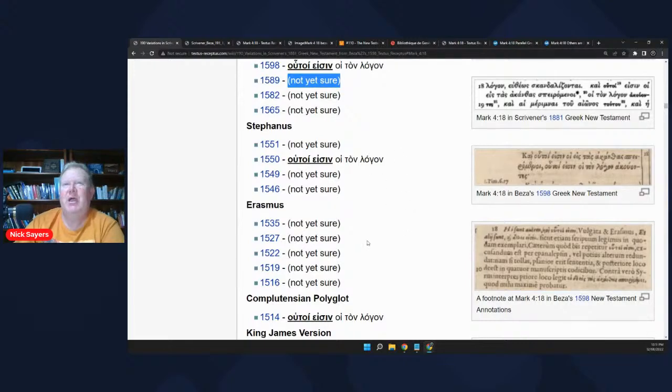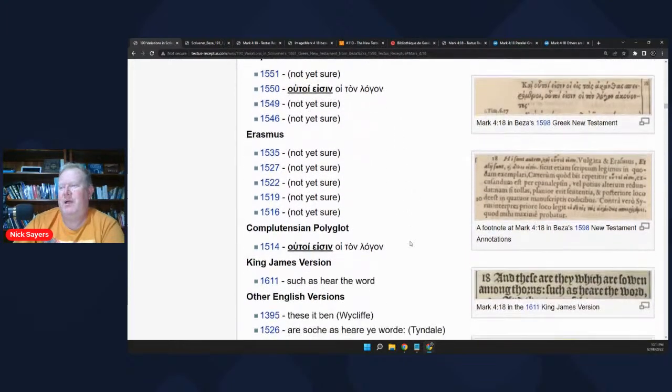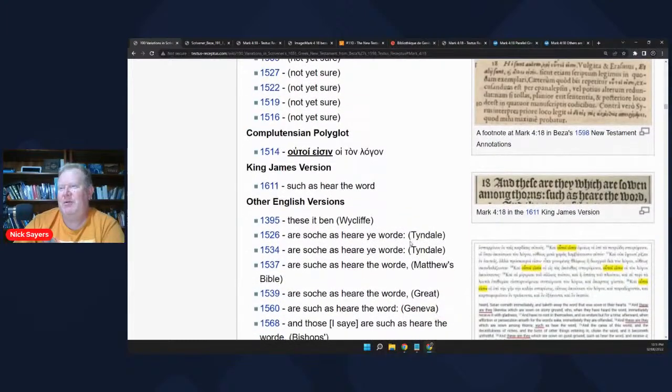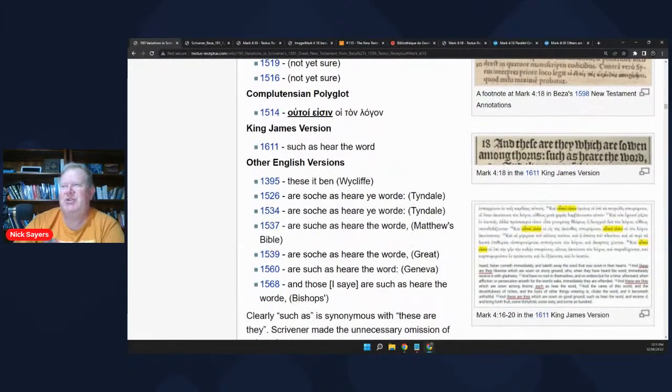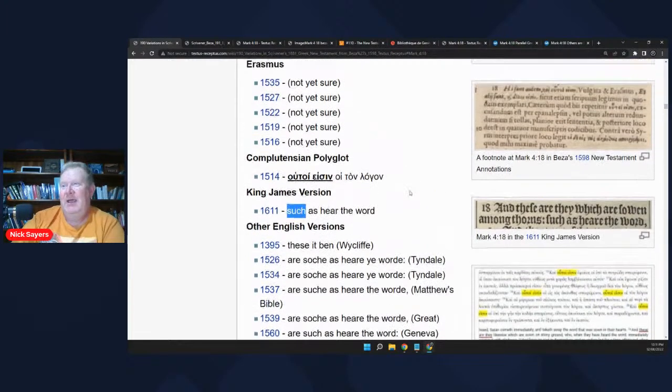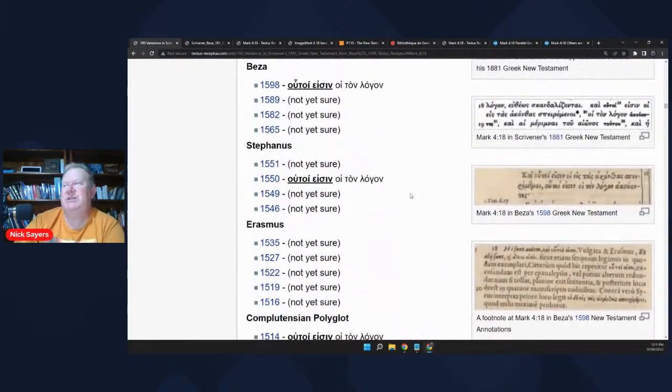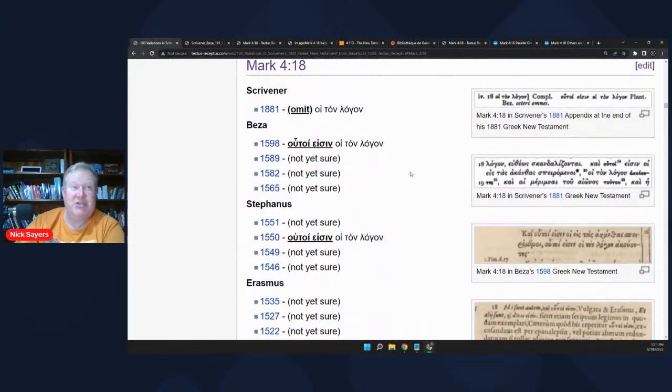And this will show you the type of issue that we've been looking at. And so this translates basically as such. What's quite interesting is that when we look at Scrivener's decision here to say that these words need to be omitted, it makes you wonder what was going through Scrivener's mind. It makes you wonder whether Scrivener knows the Greek language as well as is claimed, and also knows the English language as well as is claimed.